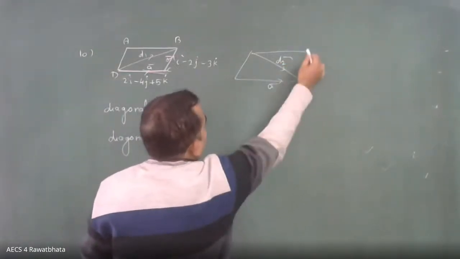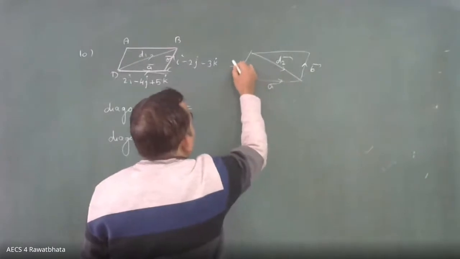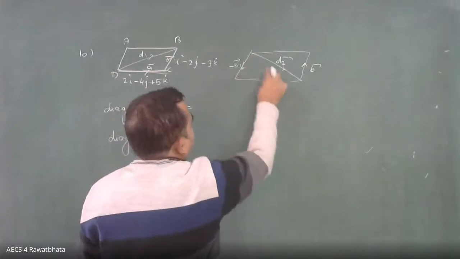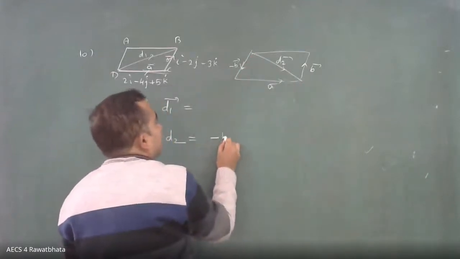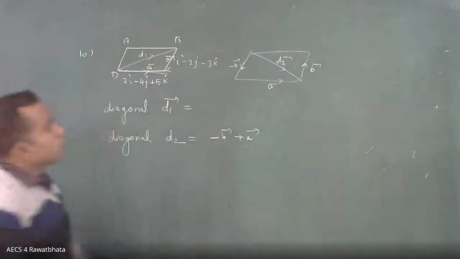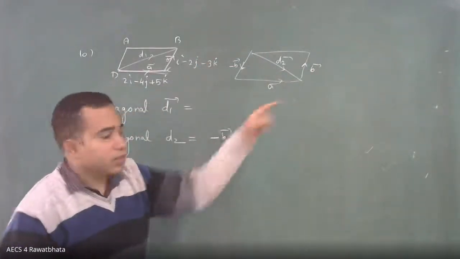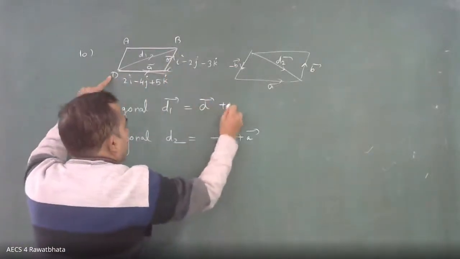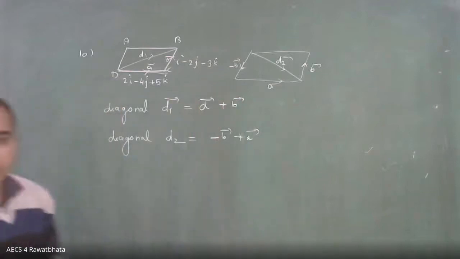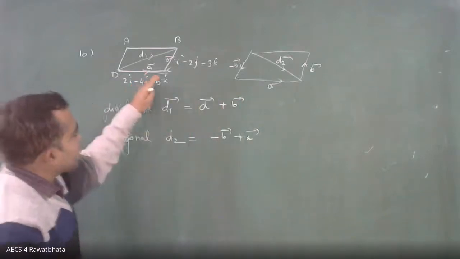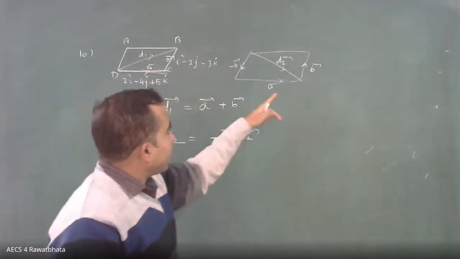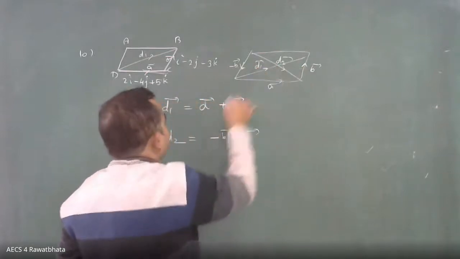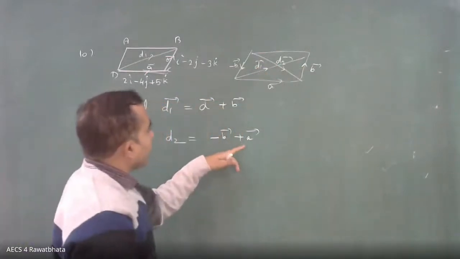by, if this is B, this will be minus B. Again, this will be minus B. So you can see that this plus this is D2. So D2 will be minus B plus A. You can see in the figure. This plus this, so it means that D1 here will be A plus B. So if the adjacent side vectors are A vector and B vector, then one diagonal D1 will be A plus B and the other diagonal D2 will be A minus B.